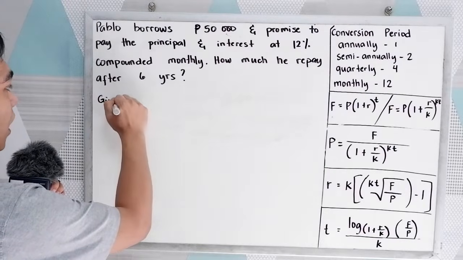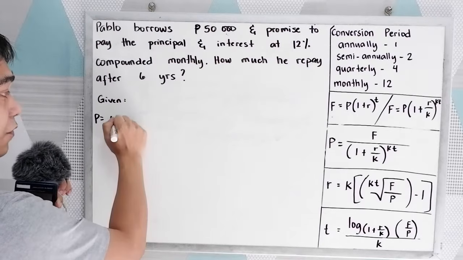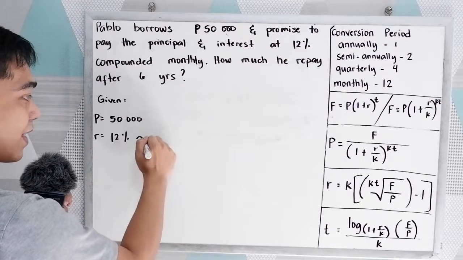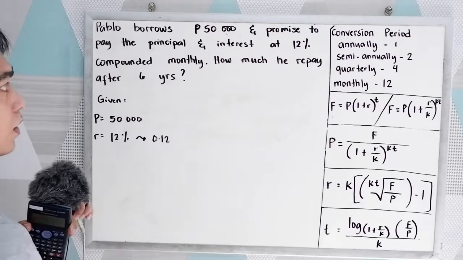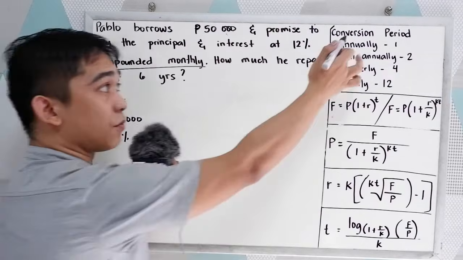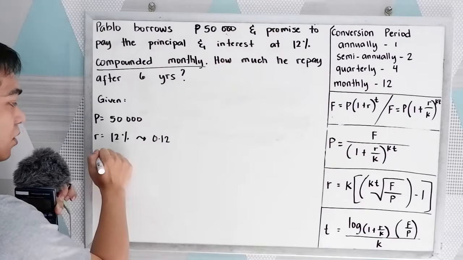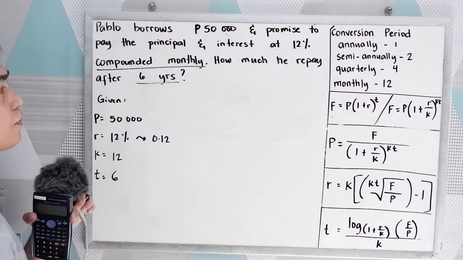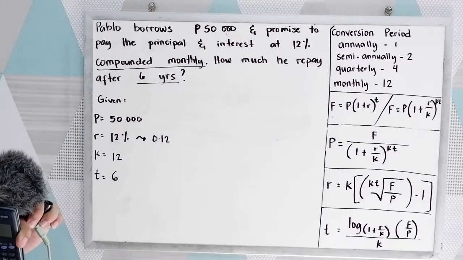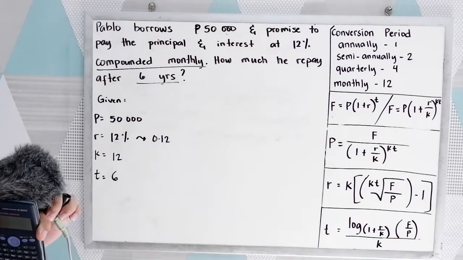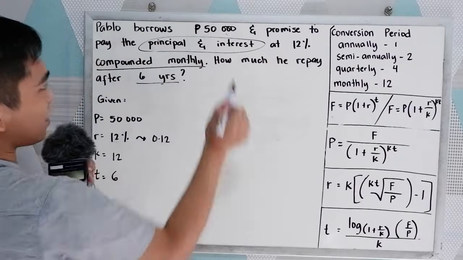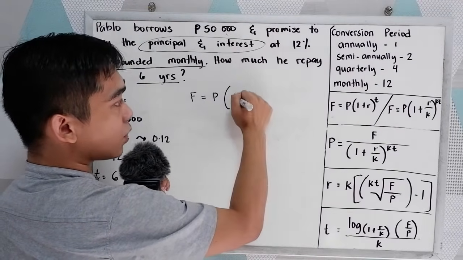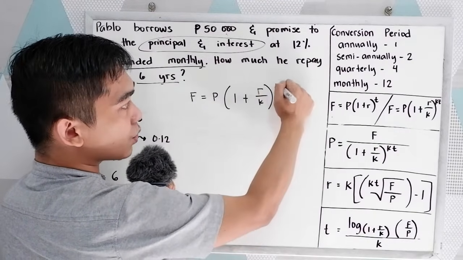So our given, we have the principal, which is 50,000 pesos. We have the rate of 12%, in decimal that is 0.12. We have compounded monthly. In our conversion period, monthly is equal to 12. So K is equal to 12. And we have a time of 6 years, so 6. We're going to find the future value, the principal and the interest. So future value is equal to P, quantity 1 plus R over K raised to K times T.